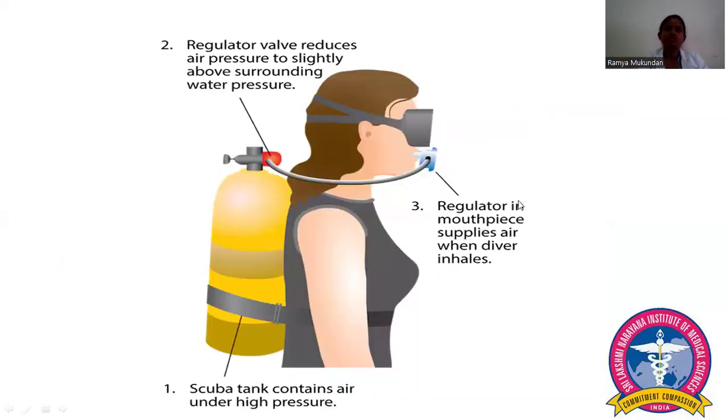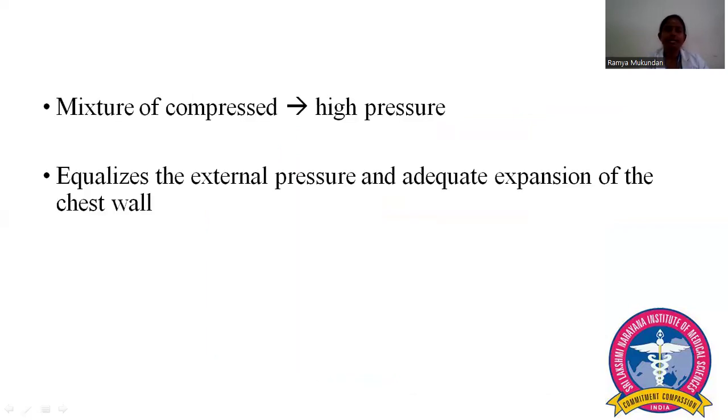So these are the parts of the scuba. This is the cylinder which contains gases at a high pressure. This is the regulator valve to adjust the air pressure, and this is the mouthpiece and the regulator to adjust the inhalation of air. Normally this scuba tank contains a mixture of compressed gases at high pressure. So why should gases be delivered at high pressure? Because the external atmospheric pressure is high according to the depth of the descent.